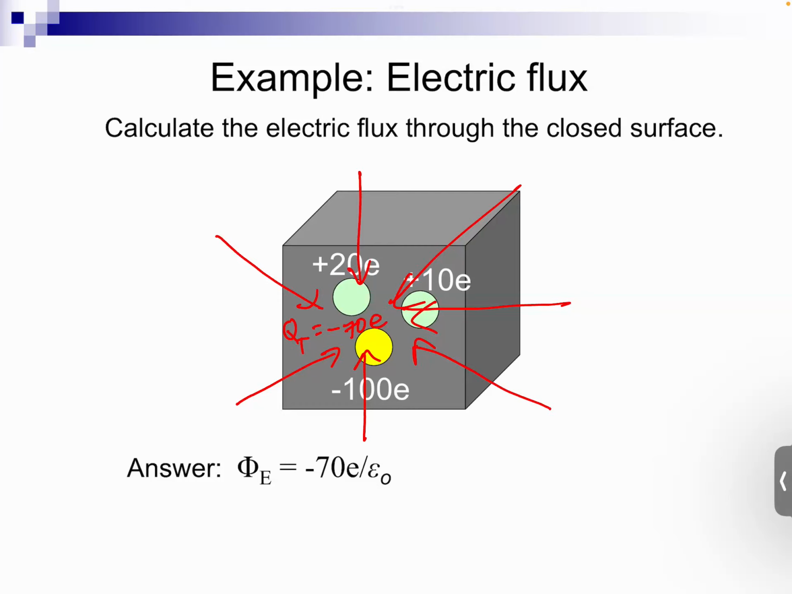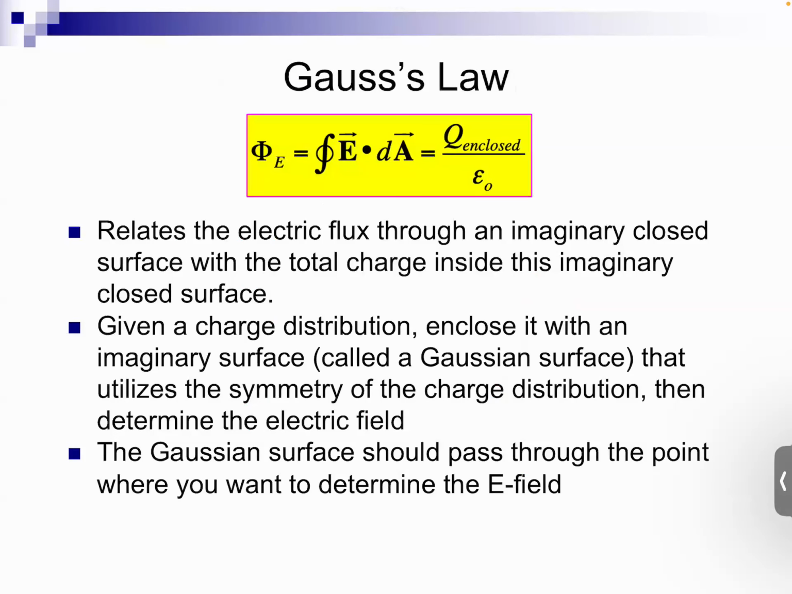Okay, are we still okay so far? Up to this point, we're just defining Gauss's law in order to find the electric field. We still haven't used Gauss's law, but we just defined how to find the electric flux, right?